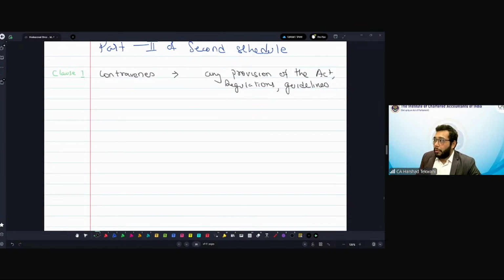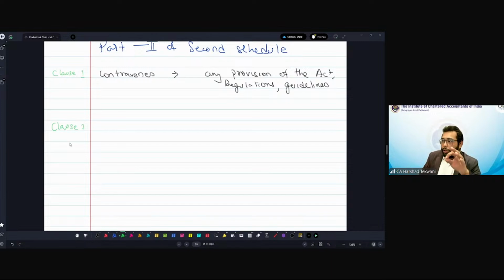Then which act? It's the Chartered Accountants Act. Yes, the Chartered Accountants Act. So Chartered Accountants Act, regulations or guidelines issued by council. There is nothing much in this particular clause. Let's go to clause 2.